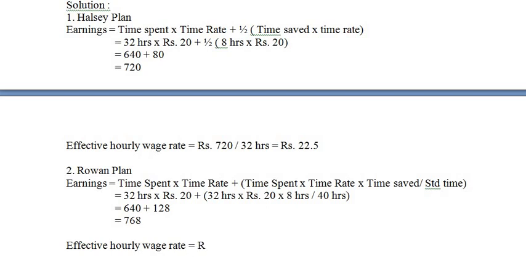So his earnings are rupees 768 divided by, he has worked for 32 hours, right? 32 hours. So calculate this. That is rupees 24. Okay. Hope everybody has understood this problem.